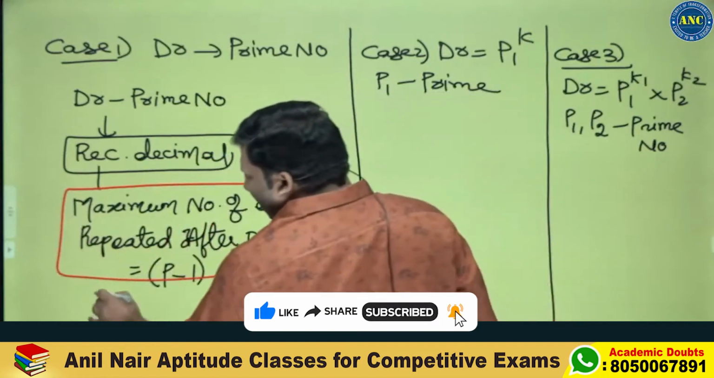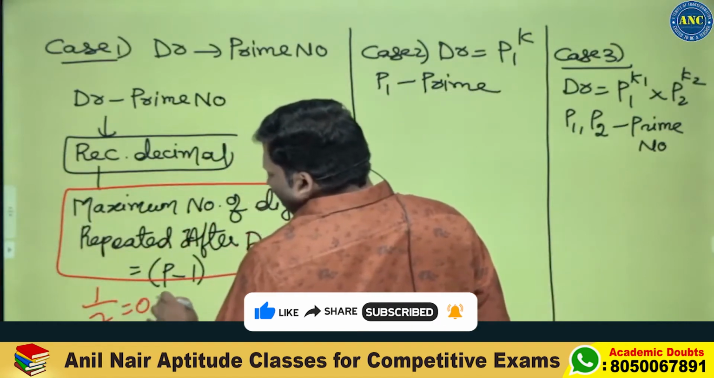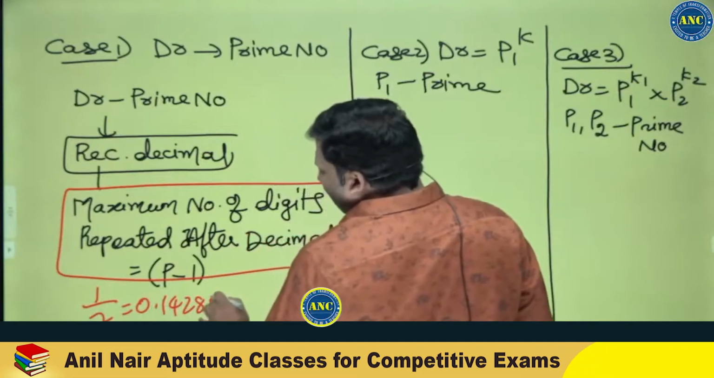For example, 1 by 7 is given by 0.142857.